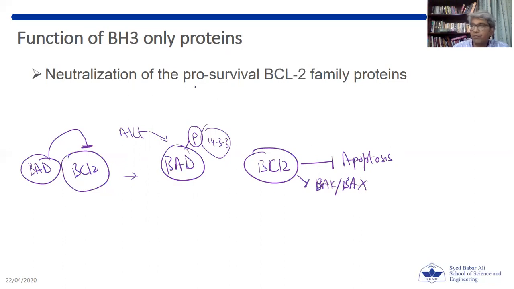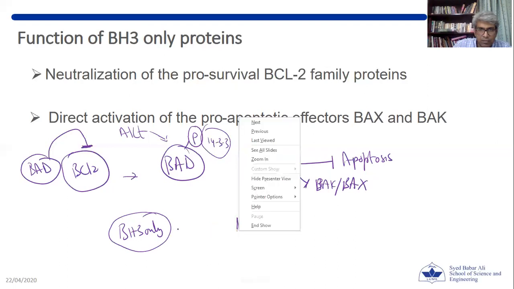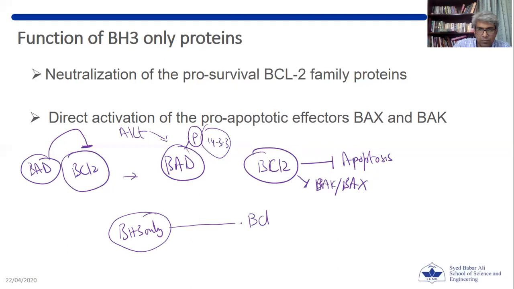So neutralization of the pro-survival proteins. The second is direct activation of the pro-apoptotic protein. So we said BH3-only proteins, what do they do? They inhibit BCL2, and what is BCL2 doing? It is inhibiting BAX and BAK, which are causing apoptosis. So BAX and BAK are pro-apoptotic, so they're causing apoptosis, and BCL2 is inhibiting BAX and BAK, so it is inhibiting apoptosis. BH3-only is inhibiting BCL2, so it is causing apoptosis.